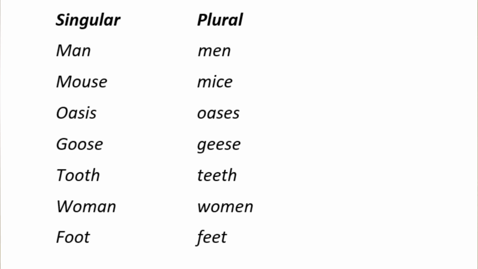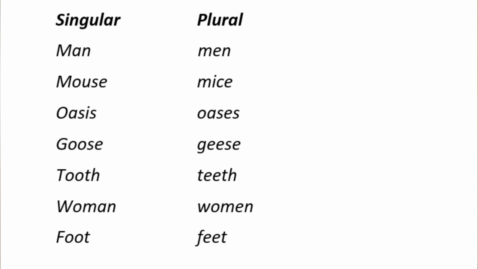Remember these exceptional rules. That is why in forming plural in nouns, not only S is needed, not only ES, there are some vowels that need to be changed and there are some alphabets that need to be changed. So we have man, the plural is men. We have mouse, the plural is mice. We have horse, horses. We have goose, geese, tooth, teeth, woman, women, foot, feet.